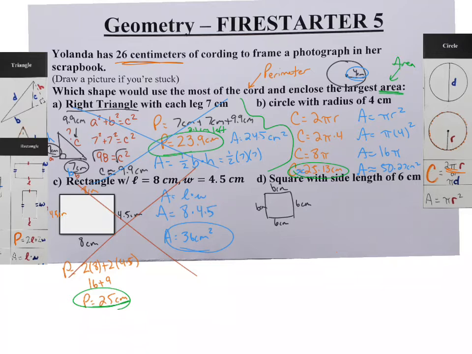So the last one we're going to do is a square. So I'm going to make my square. Boom. And it's 6 centimeters, which means all 4 sides are 6 centimeters.